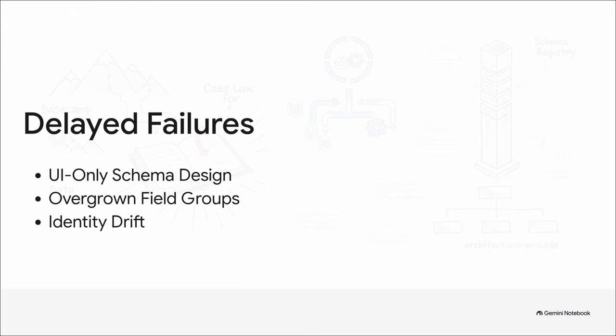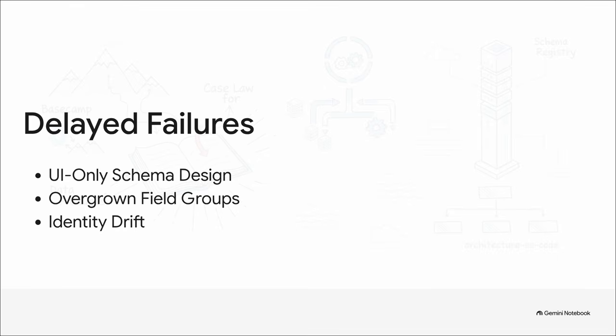First up, UI-only schema design. When teams create schemas manually without treating them like code, sure, initially everything works fine. But later, production drifts from dev, and nobody knows what changed. Next, you have overgrown field groups. Teams endlessly add fields into shared groups.